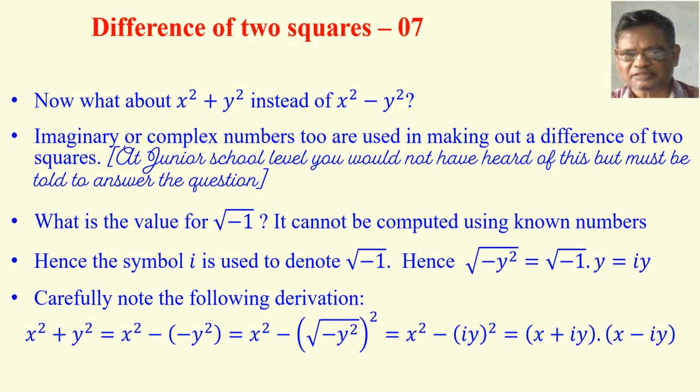Carefully note the following derivation. x squared plus y squared is equal to x squared minus of minus y squared, which is equal to x squared minus square root of minus y squared, and that is equal to x squared minus iy whole thing squared, which in turn is equal to x plus iy into x minus iy.